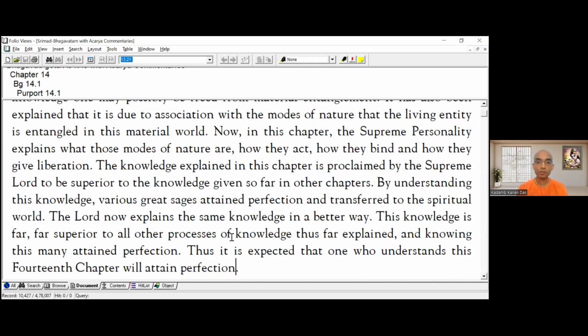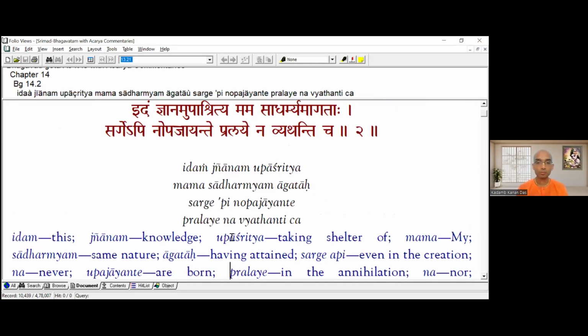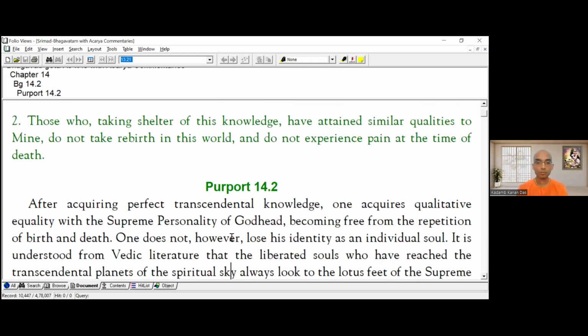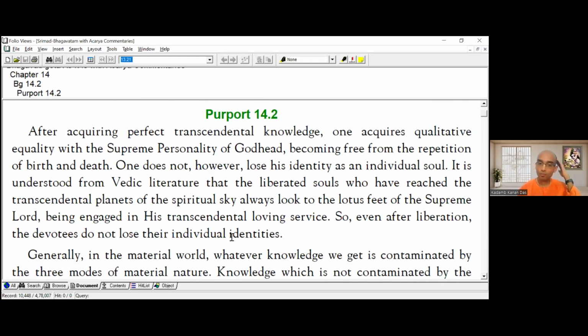Yes, Prabhu, you can read the purport. Purport: After acquiring perfect transcendental knowledge, one acquires qualitative equality with the Supreme Personality of Godhead, becoming free from the repetition of birth and death. One does not, however, lose his identity as an individual soul. It is understood from Vedic literature that the liberated souls who have reached the transcendental planets of the spiritual sky always look to the lotus feet of the Supreme Lord, being engaged in his transcendental loving service. So, even after liberation, the devotees do not lose their individual identities.